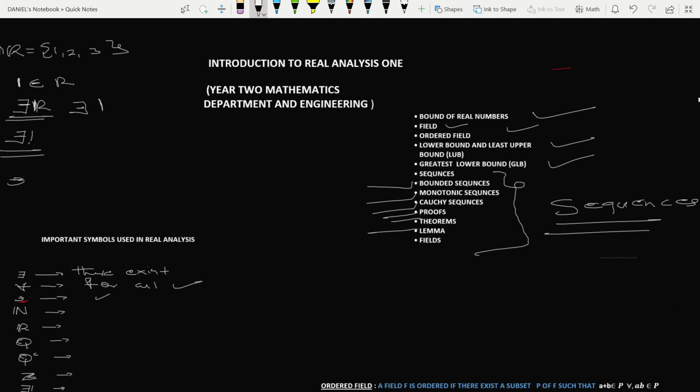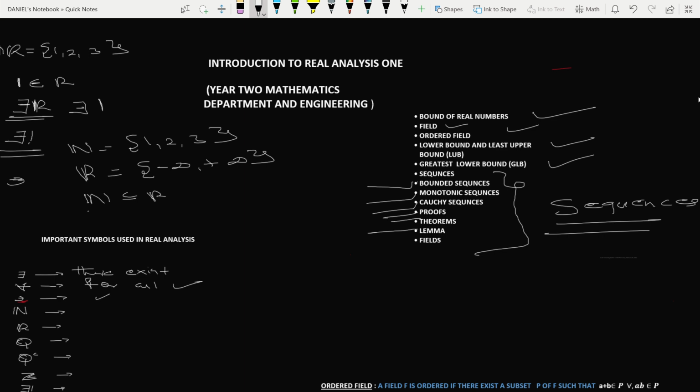Now we have the set of natural numbers. The set of natural numbers are 1, 2, 3. While the set of real numbers ranges from minus infinity to positive infinity. So these are the set of real numbers. Now, one relationship between the natural numbers and the real numbers is that the natural numbers are subsets of the real numbers.